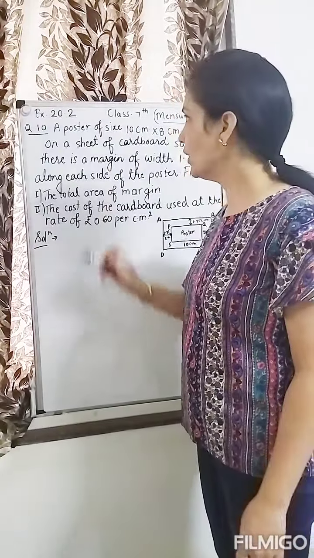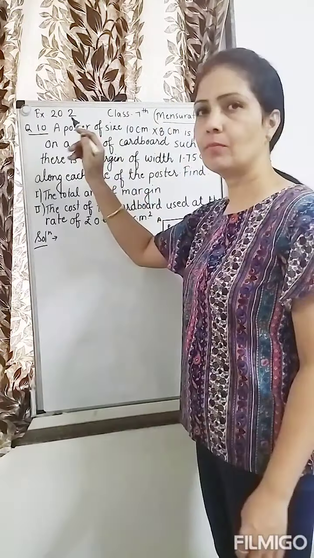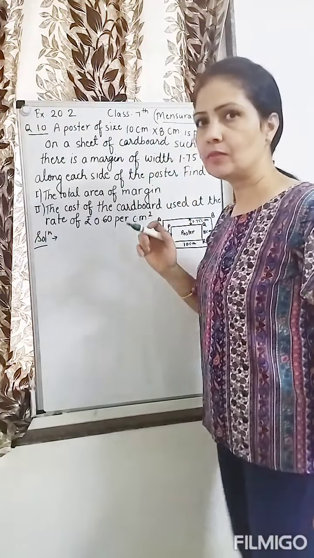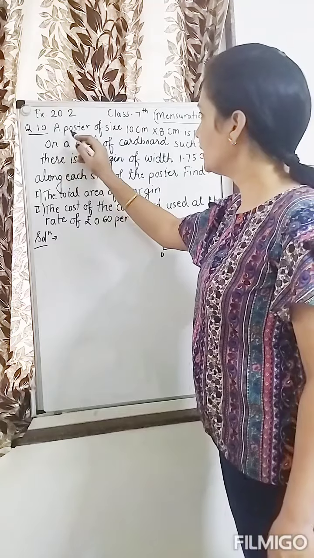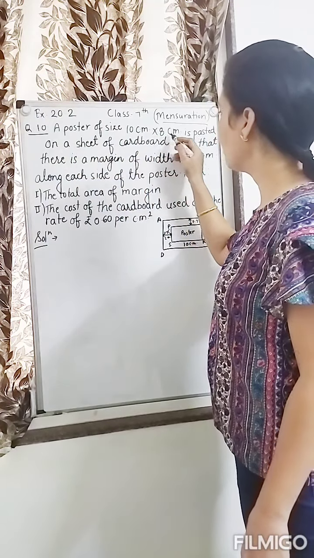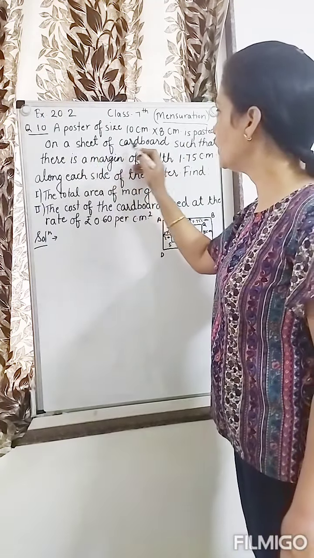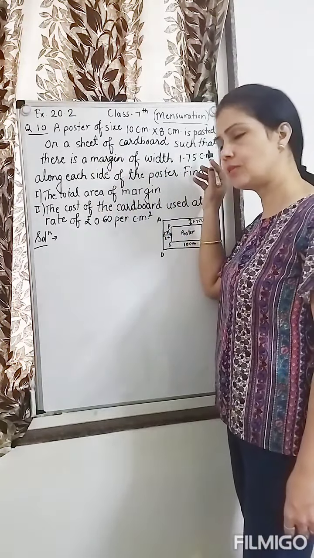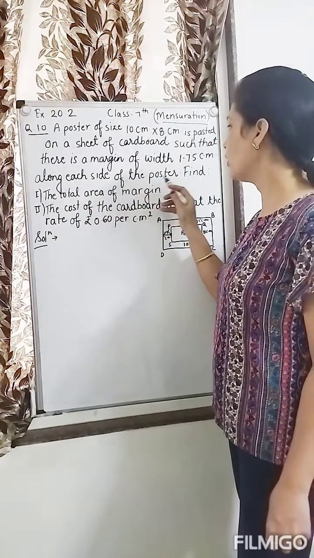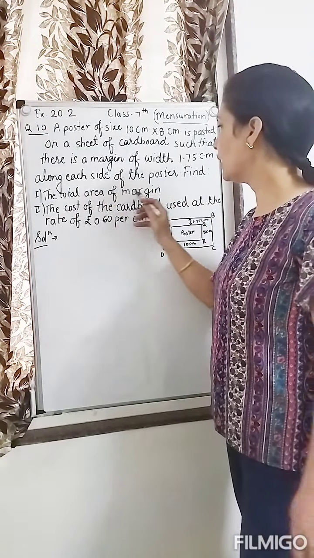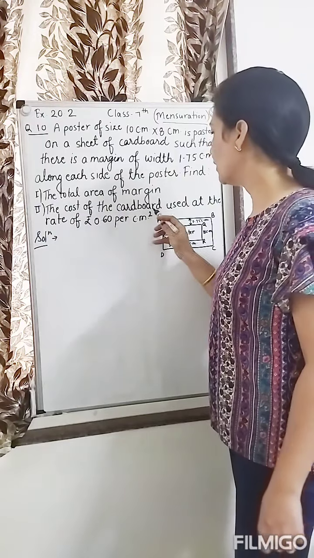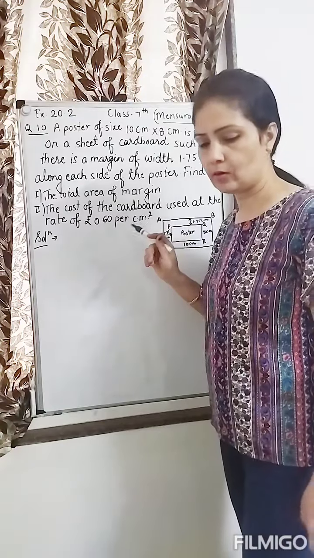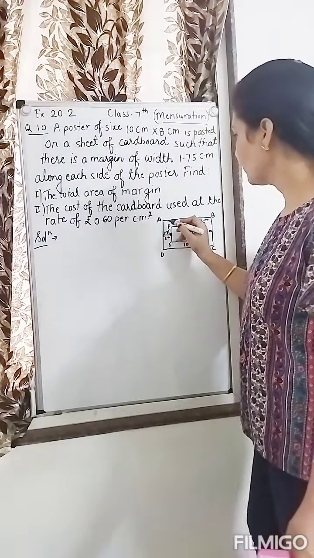So today we are going to see question number 10 from exercise 20.2, class 7, chapter mensuration. Let's first read the question. A poster of size 10 cm by 8 cm is pasted on a sheet of cardboard such that there is a margin of width 1.75 cm along each side of the poster. Find the total area of margin, and the cost of the cardboard used at the rate of 0.60 rupees per centimeter square. Okay. So here is a drawing.